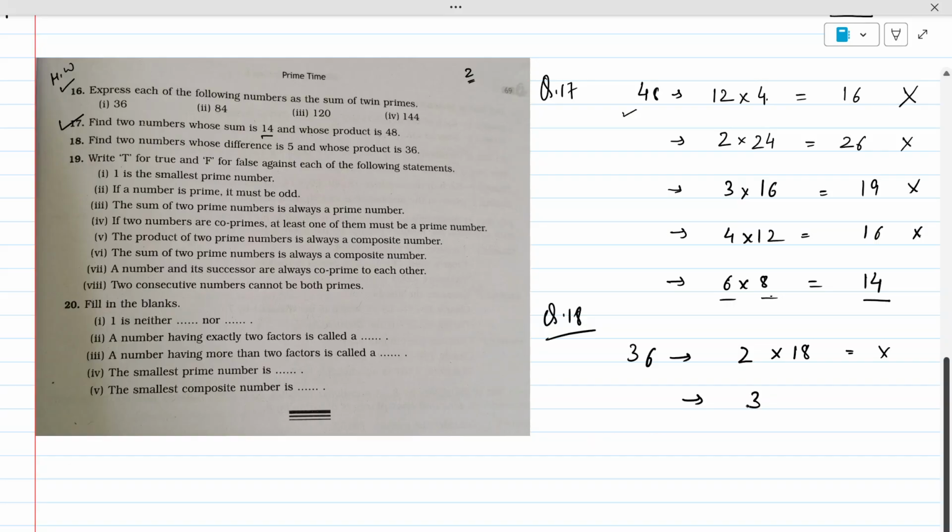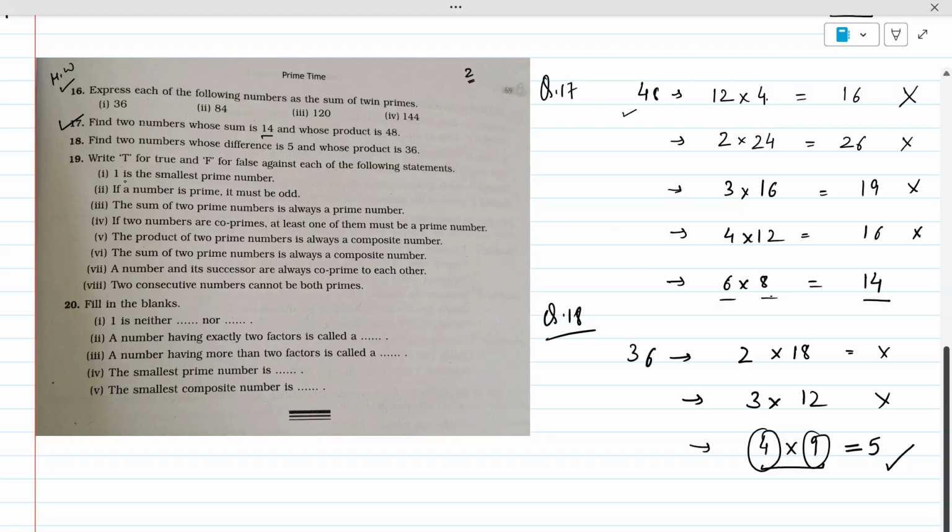With 3, we have 3 and 12. Again, the difference is not 5. This is also discarded. Then we have 4 and 9. So the difference between 4 and 9 is 5. So this is the number. So the two numbers are 4 and 9 here.